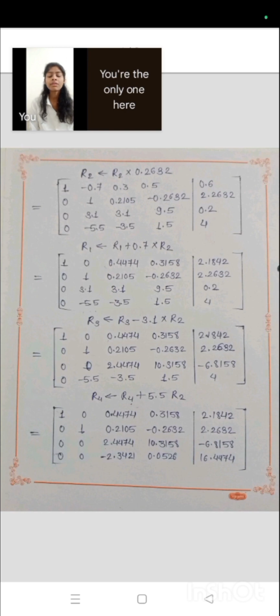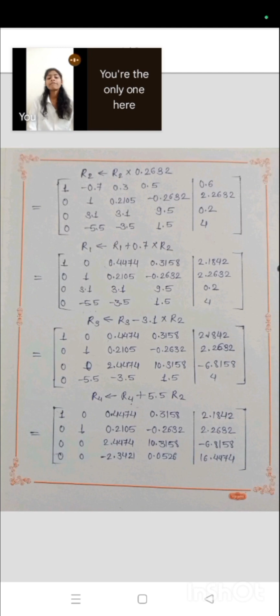So we write a 0, and again the column 2, R4 value is minus 5.5 plus 5.5 into R1 value is 1. So the answer will be 0, and again in column 3, R4 value is minus 3.5 plus 5.5 into R2 value is 0.2105, and we solve the equation and the value will be minus 2.3421. And again in column 4 R4 value is 1.5, and R2 value is minus 0.2632, and we solve this equation and the value will be 0.0526.